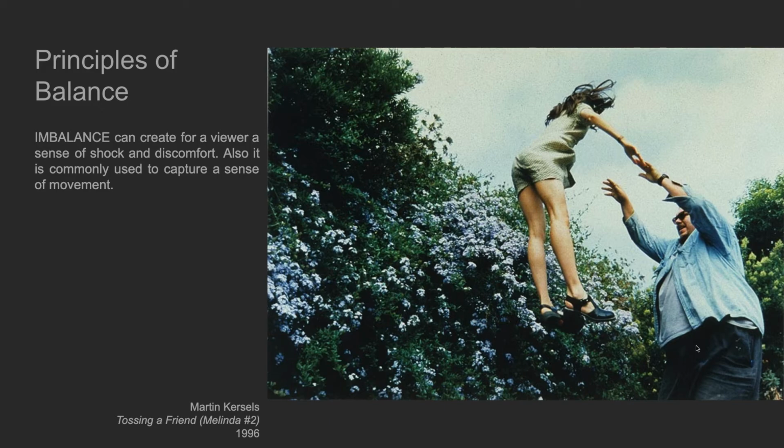This is the artist. He makes art about being the biggest person you've ever met in your life. He's like 400 pounds. He's about, I don't know, 6'6", and he has this series of photographs called Tossing a Friend. And in these different photographs, you see him just lifting up smaller people and tossing them. This is imbalance because of his sheer size to her size. It just so happens that it is capturing a sense of movement.